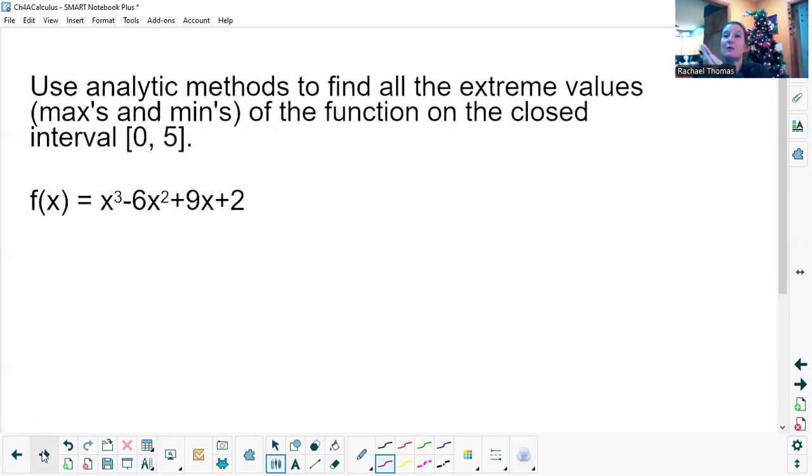So if we identify the critical points, we have our candidates for where the maxes and mins could occur. Now, what if I change this function or change this question ever so slightly? The same function, it's going to have the same derivative, the same local max and the same local min, but now I have made a closed interval.